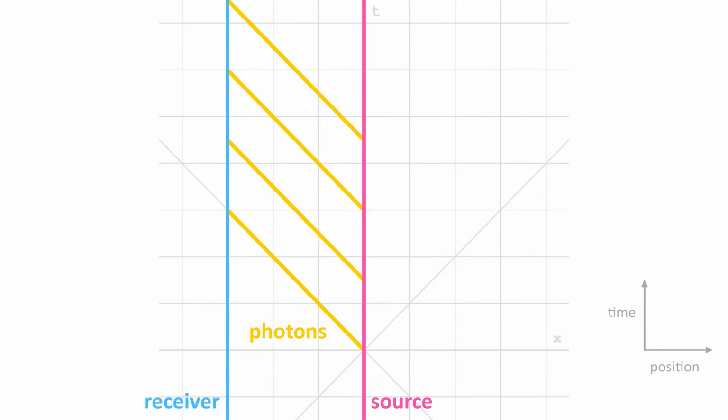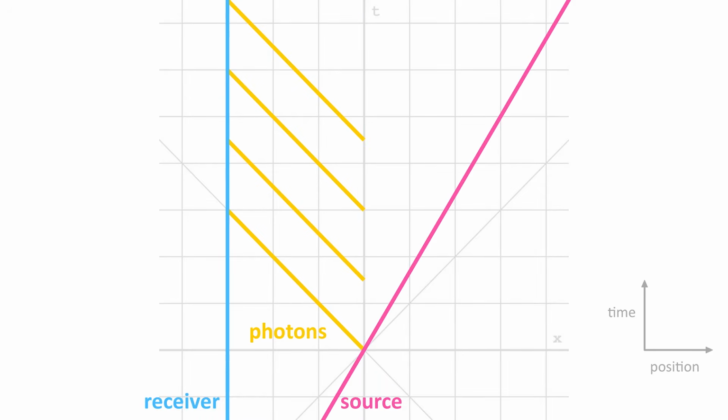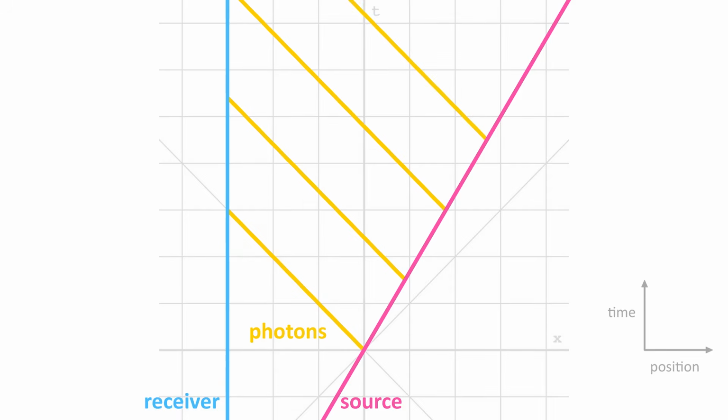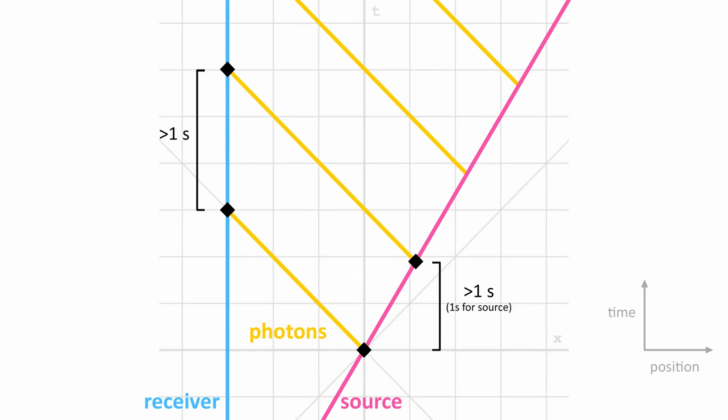But what if the source is moving? In that case, each subsequent photon now has a greater distance to travel before it's received, so they're received at a slower frequency than they're emitted. Additionally, due to time dilation, the source ages slowly in this reference frame, so the emission frequency itself is also lower. Deriving a formula for this is pretty simple.